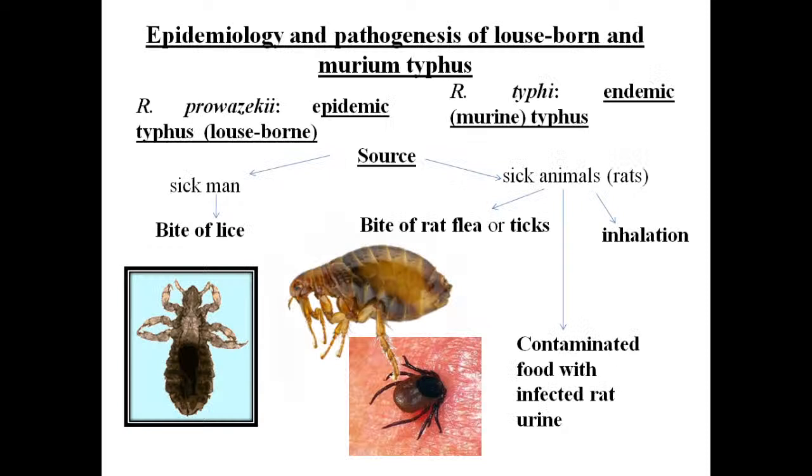Epidemiology and pathogenesis of diseases caused by rickettsia. I have said that there are two species of rickettsia. The first one is Rickettsia prowazekii that causes epidemic typhus or louse-borne typhus. Rickettsia typhi causes endemic or murine typhus. What about the source of infection? In epidemic typhus, it is a sick man. In endemic typhus, it is sick animals, mostly rats.